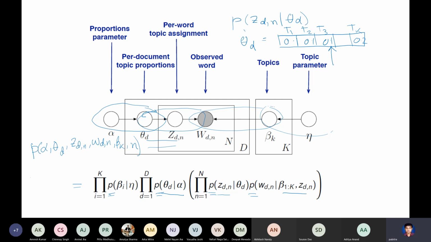That means you imagine theta d again as a k-faced dice, with 0.1, 0.1 and so on being the bias of each face. If we throw this dice, one integer will come up. Say the third face has come up, T3 has come up. So this z dn is nothing but that outcome. If you throw a dice, which integer comes up? So that is my P. So what is the natural distribution for this? The natural distribution for this is the multinomial.